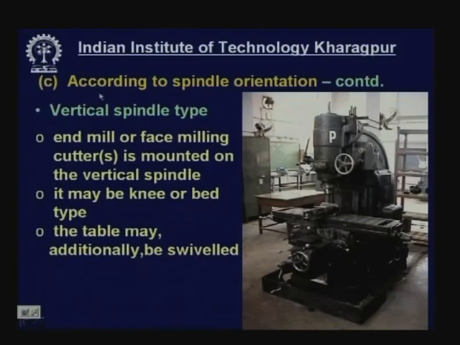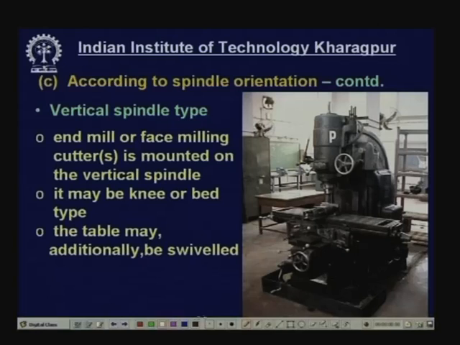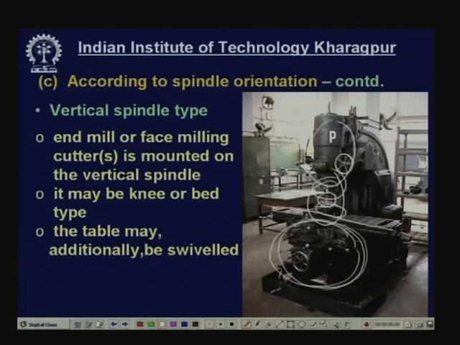Then again, according to spindle orientation continued, vertical spindle. Now, here you see that this is the spindle. This is the head, the milling head, and this is the spindle on which the cutter is mounted. This is the workpiece, which is mounted on the table, and the table is mounted on the bed. This bed can be a bed type or it can be knee type, but the main thing is that the axis of the spindle is vertical.